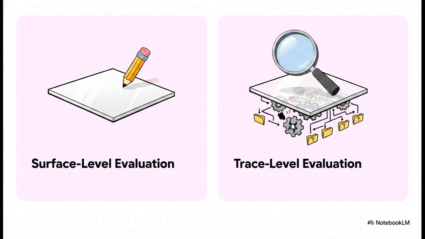You absolutely must implement trace-level evaluation. This means independently checking the accuracy of the original intent, the quality of the document retrieval, the logic of the tool selection, and then the final answer. If you only look at the final text output, you're going to completely miss the catastrophic logic failures happening deep within the agent's reasoning process.